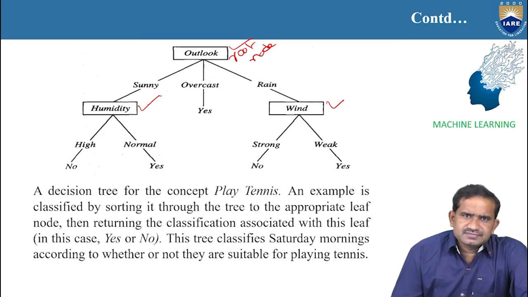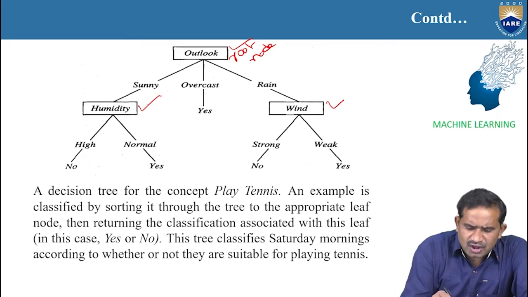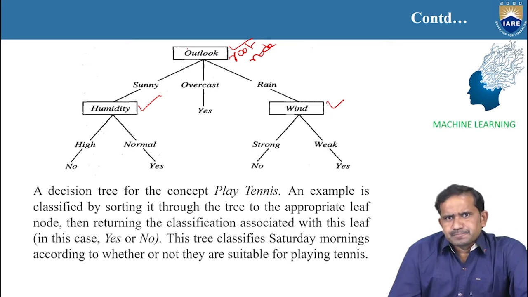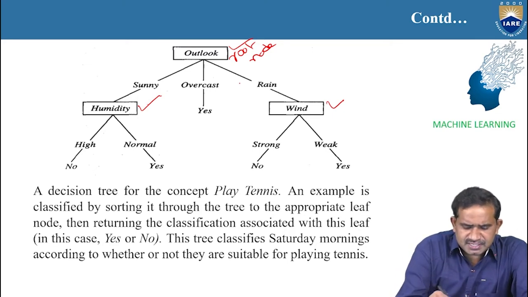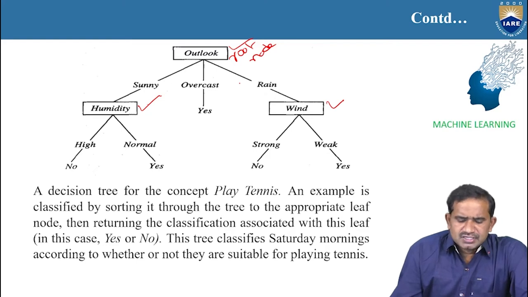So we make a decision: we try to play the game or not, yes or no. Only Boolean operations, meaning we have only two options. From there we try to conclude. First we go to outlook. What is the weather condition? That weather condition is defined based on some parameters. Sunny, rainy, overcast: from sunny, humidity; from rain, wind; and based on humidity and wind, we can take a decision.